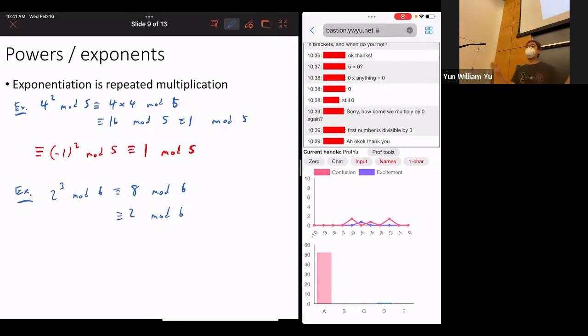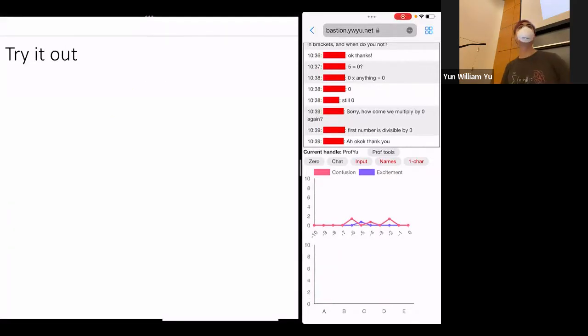Okay, so whenever you're working with modular arithmetic, you can just do the normal arithmetic and then bring it down. So let's try that out. What's 5 to the 4 mod 6?